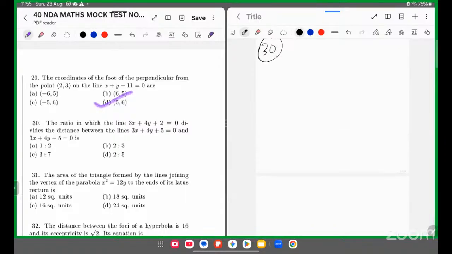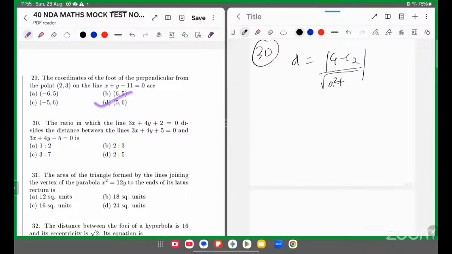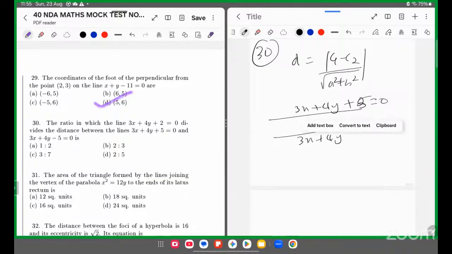Question number 30. Distance between two lines we have to calculate. D equal to C1 minus C2 divided by under root of A square plus B square. So if you consider this as 3x plus 4y plus 5 equal to 0, and this as 3x plus 4y plus 2 equal to 0, and this can be considered 3x plus 4y minus 5 equal to 0.